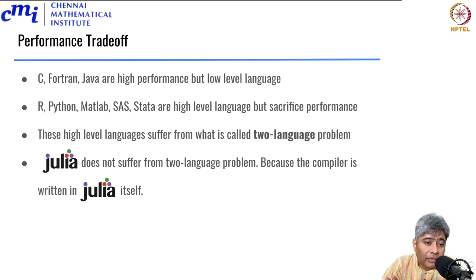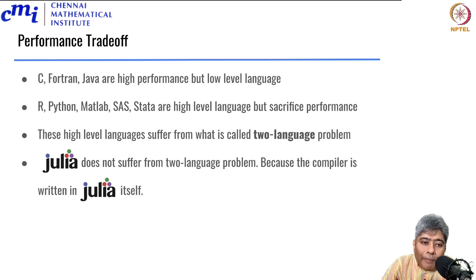So most of the time data scientists go to languages like R, Python, Matlab, SAS, Stata. These are high level languages. But what happened is they sacrifice performance. So these high level languages suffer from what is called the two language problem. Julia does not suffer from the two language problem because Julia's compiler is written in Julia itself. R, Python, Matlab, their compilers are typically written in C or C++, mostly in C.